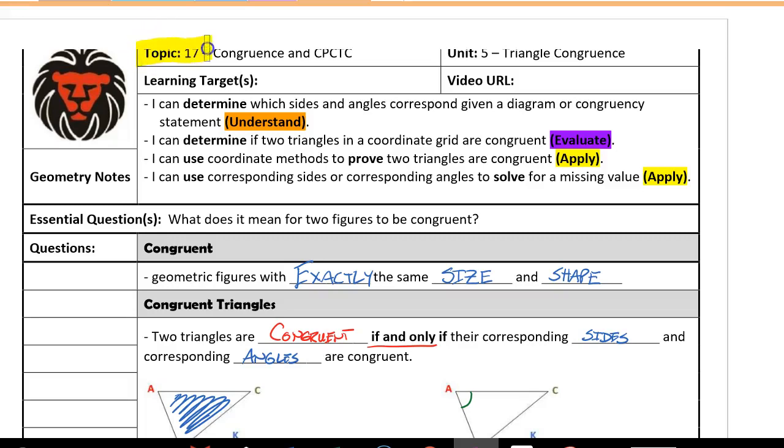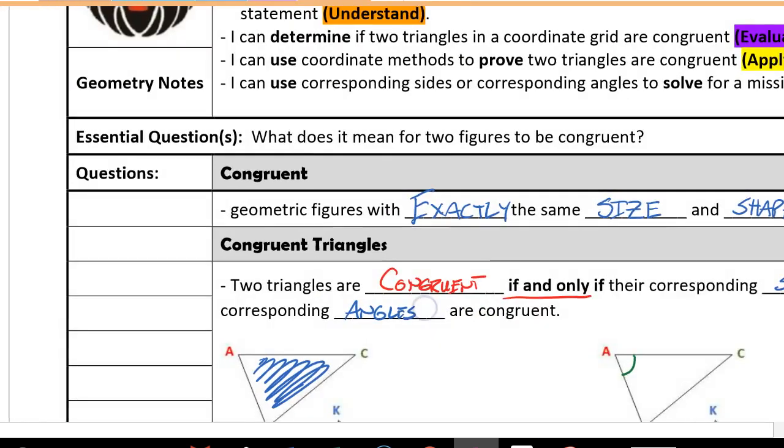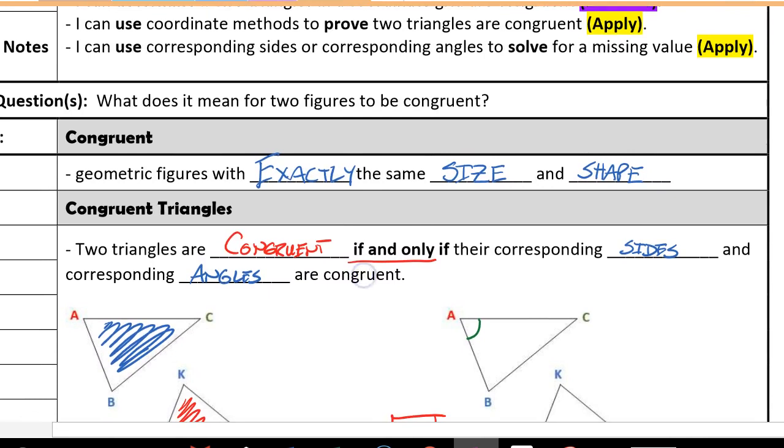This video is on 17, Congruence and CPCTC. First of all, what is congruence? Congruence in geometric figures are figures with exactly the same size and exactly the same shape.